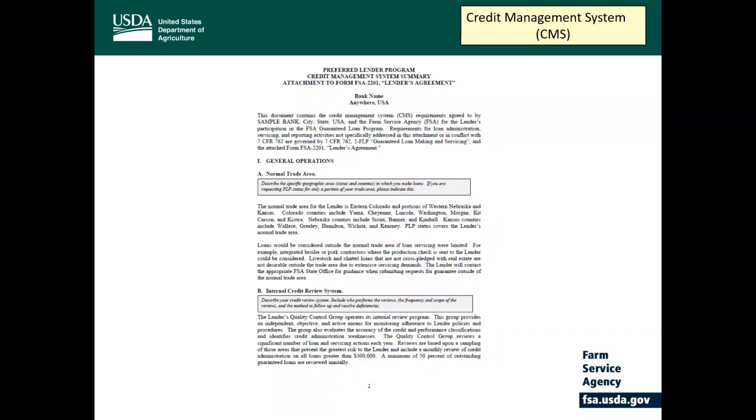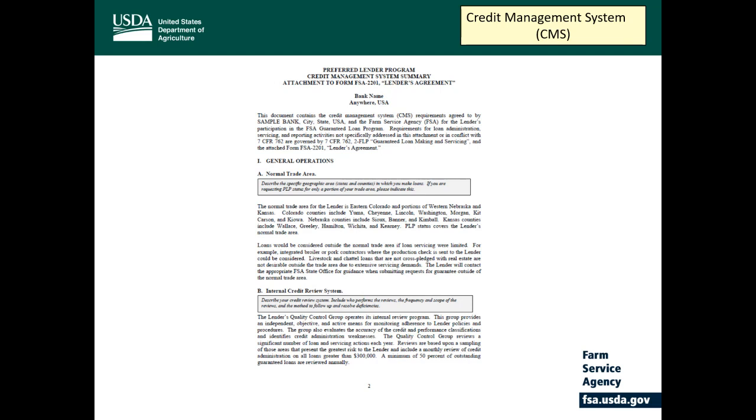Now, before we get rolling too far into this, one phrase that you're going to hear me say quite a bit is either credit management system or CMS. And this is kind of a back to basics thing, but this is really the key of the preferred lender program, this credit management system. And right here is just a general picture of what it is.